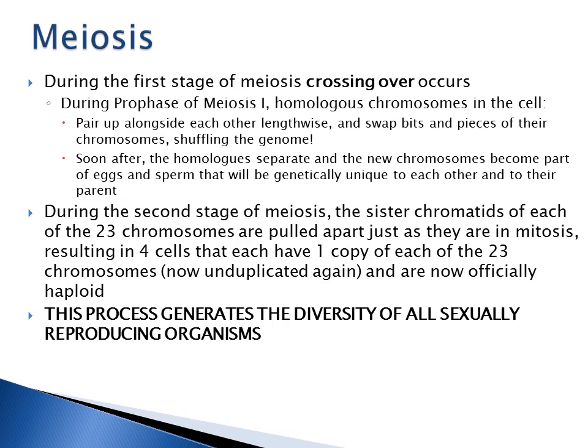Then you undergo the second stage of meiosis, where those sister chromatids are pulled apart just like in mitosis, but then you have 4 cells. Each of those cells has 1 copy of the 23 chromosomes. So now they're haploid. So this whole process is what allows all of us to be unique.